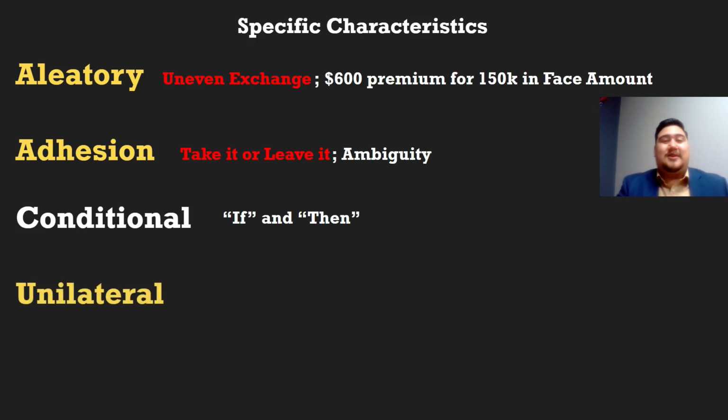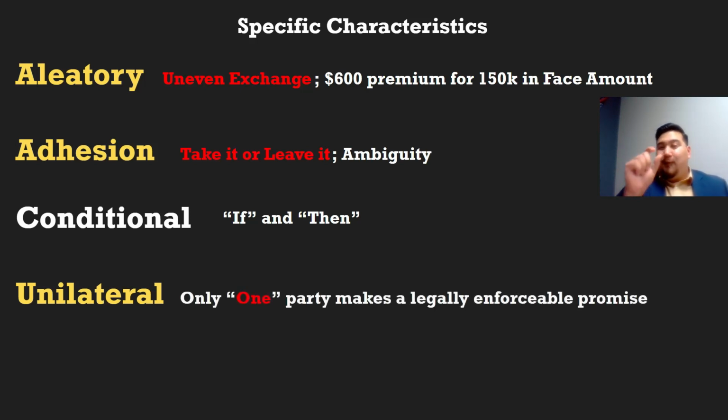Here's another one that's also popular. Unilateral. So the word unilateral, if we look at the first three letters, meaning uni, it refers to one, the Latin word for one. Like unicorn, united, union, it all refers to one. So remember that one part, okay? Only one party makes a legally enforceable promise. What does that mean? I think the best example for this one is auto insurance.